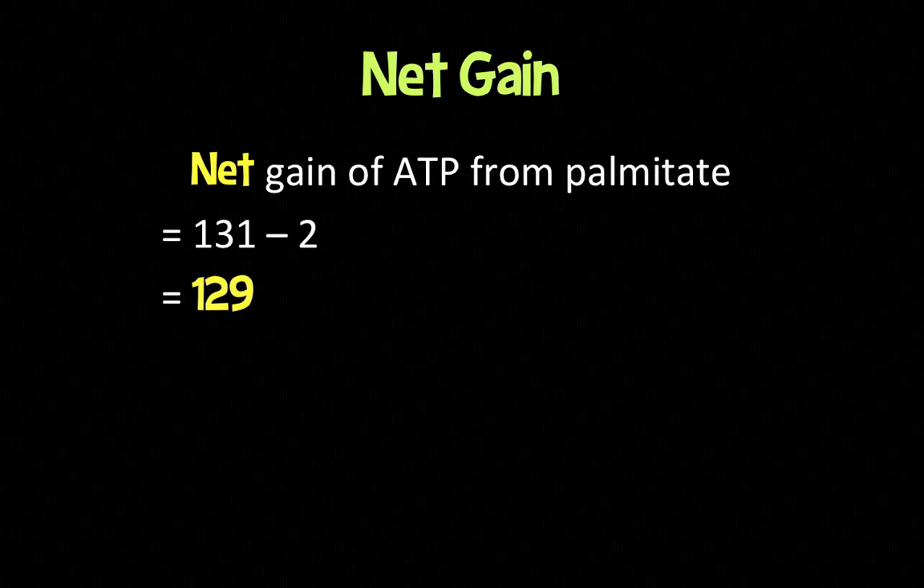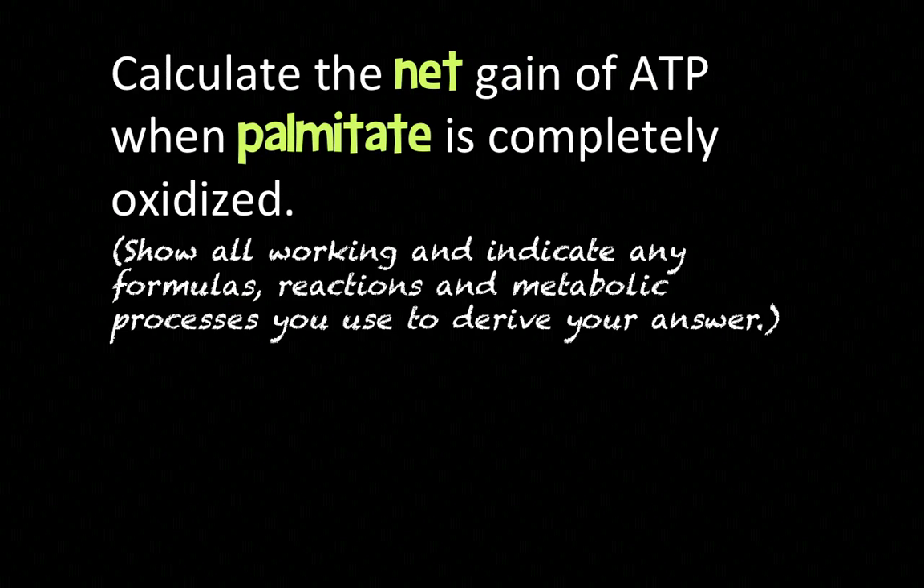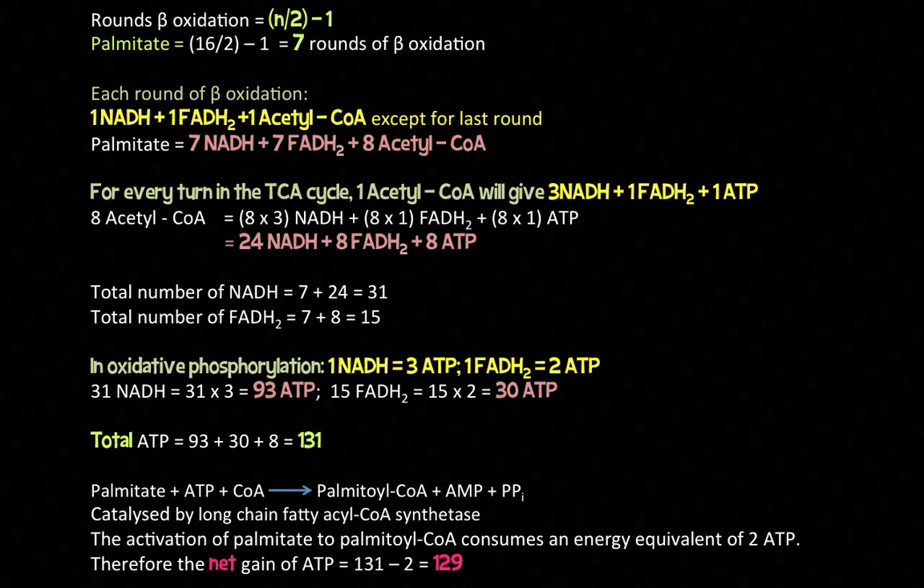So if you got that answer, excellent. But please, the answer 129 is not important. It's the journey. So you must have all your statements to get the marks. All right, so let's recap. Let's go back to the question. Calculate the net gain of ATP when palmitate is completely oxidized. If you didn't get 129 before, you should go now and try it again and see what you could do. And basically this is the statement you want to have for this kind of calculation.